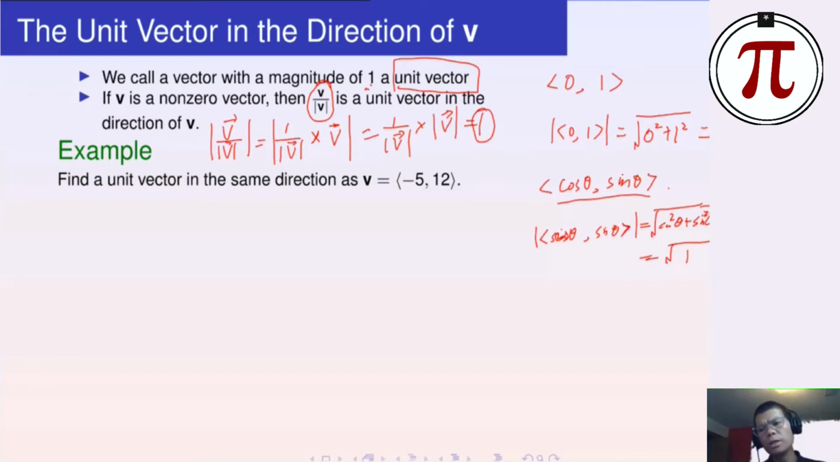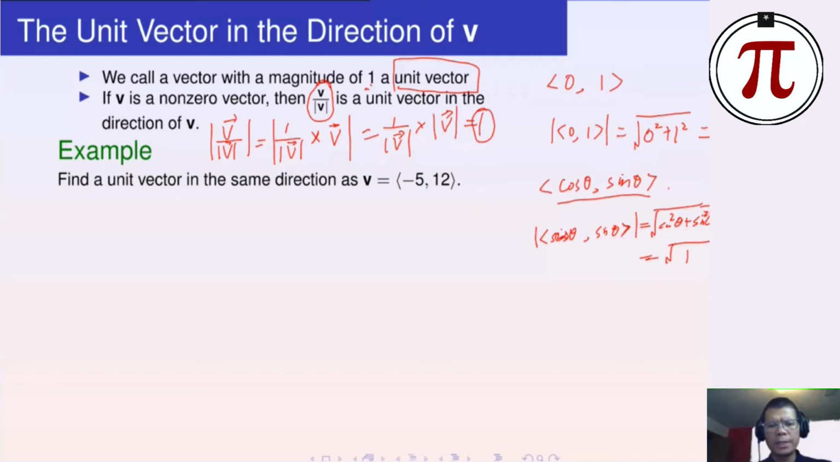So what we do is, given a vector, the first step is to find its magnitude, and then divide that vector by the magnitude. Then you get the unit vector. The idea is pretty simple. Now let's consider this example.